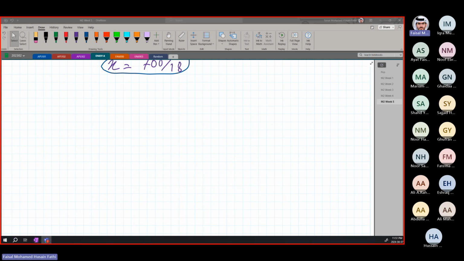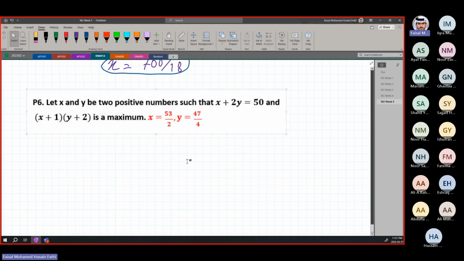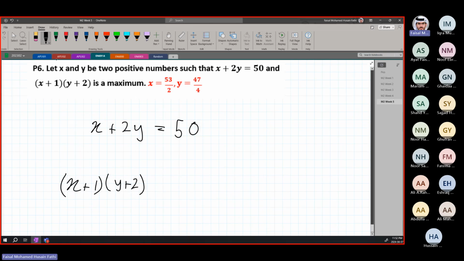Let's do a few more before I go into the volume part. Let's do this one. Here it says let x and y be positive numbers such that x plus 2y is equal to 50. We now have one equation, and x plus 1 times y plus 2 is the maximum. Let's call this, I don't know, f. Whatever, just call it f as a function, and this is our maximum.